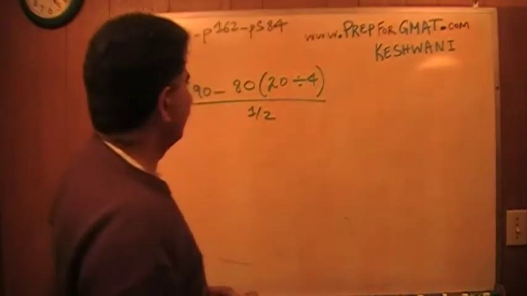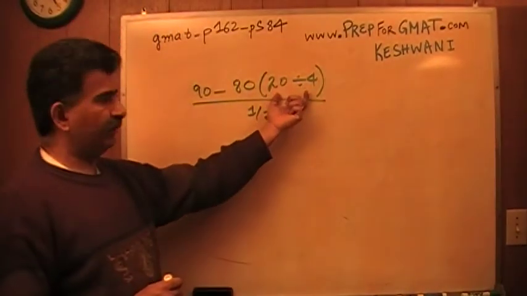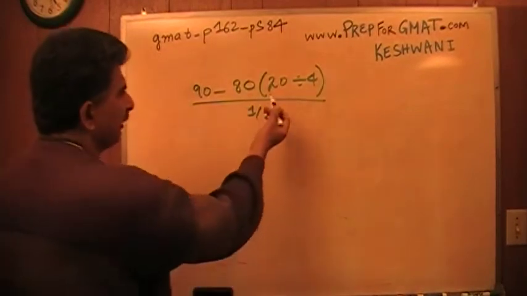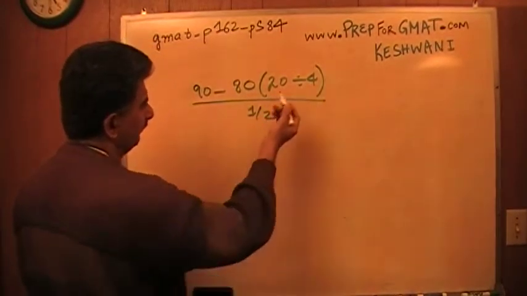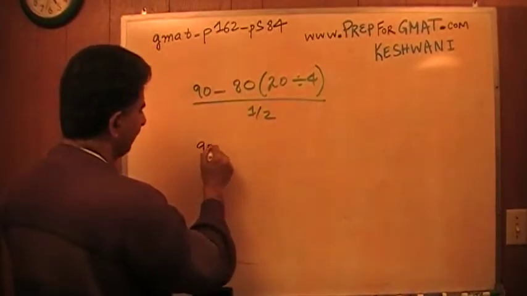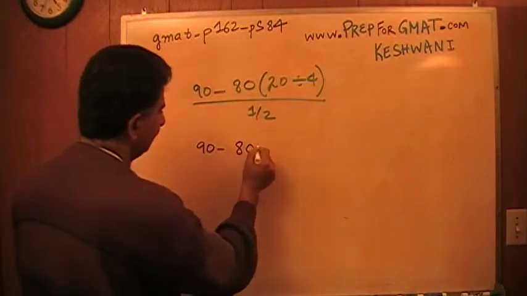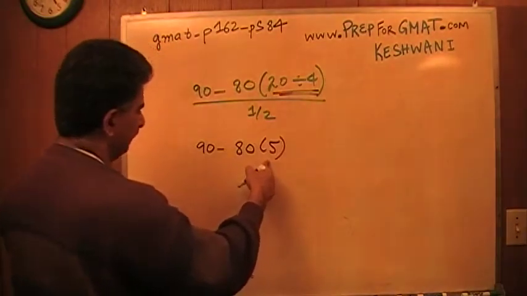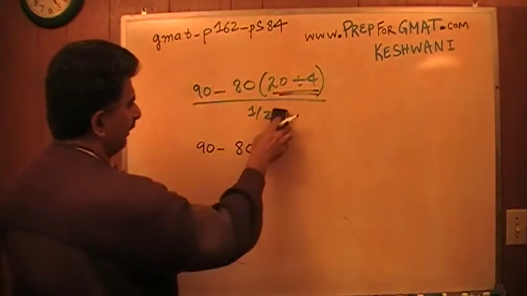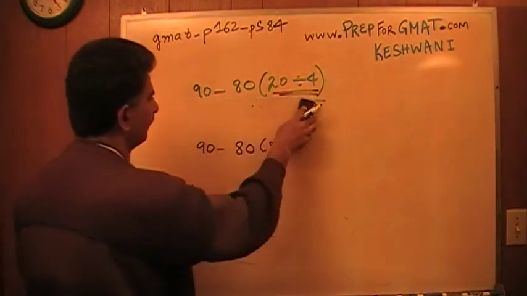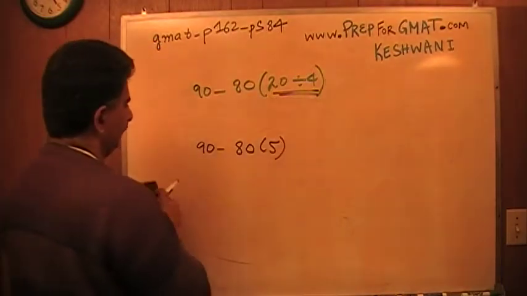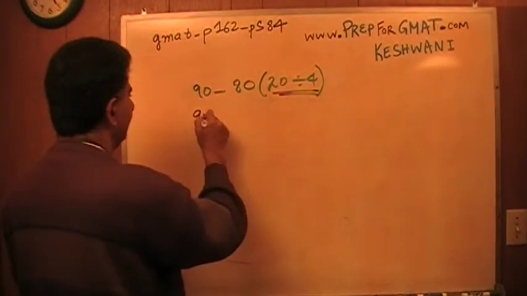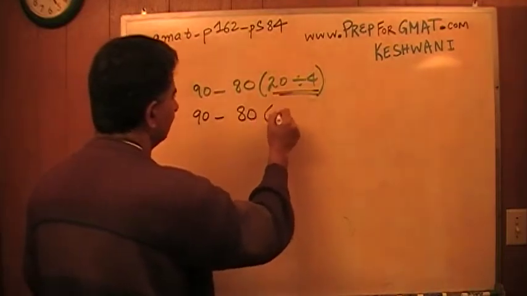The very first thing we have to solve is the parentheses. Parentheses are always the first. So what is 20 divided by 4? That's 5. So I'm going to write down 90 minus 80 times 5. This part right here is 5. And forget about the denominator for the time being. Let's just concentrate on this part here. So 90 minus 80 times 5.